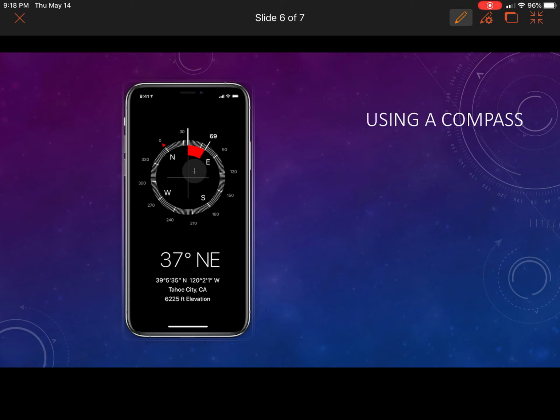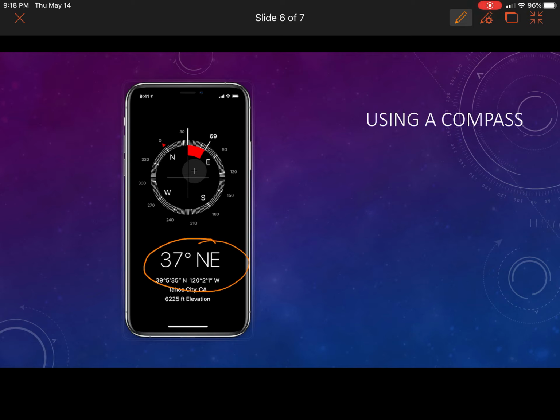Interestingly, if we look here, this is a compass. There's an app for it, so try to see if you can get a compass app. I think it comes standard on phones, but you may have gotten rid of yours. You're going to hold it flat to calibrate it, and then it's always going to give you a reading like this. This is 37 degrees northeast, as an example here.